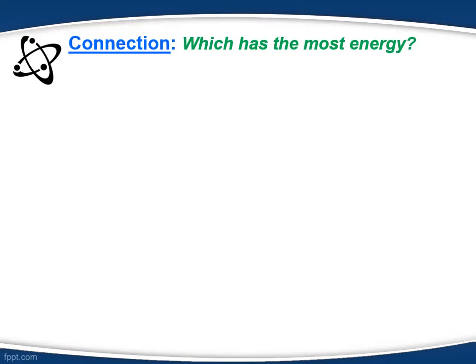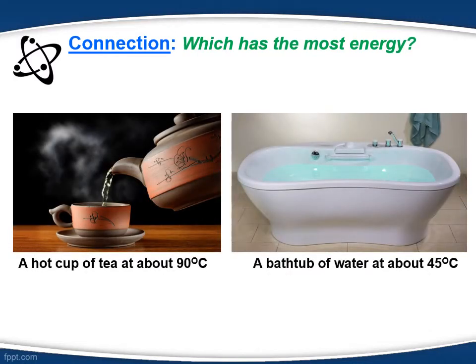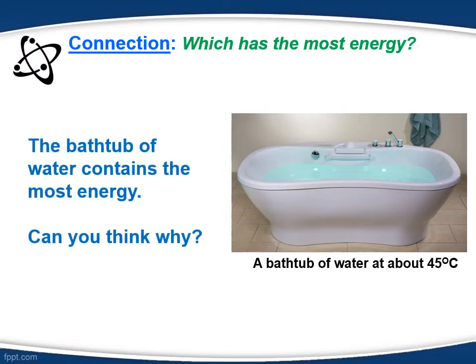Before I start, I want to ask you which has the most energy. Is it a hot cup of tea at 90 degrees Celsius or a bathtub of water at about 45 degrees Celsius? Well done. If you came up with the right answer, the bathtub of water contains the most energy. And can you think why?